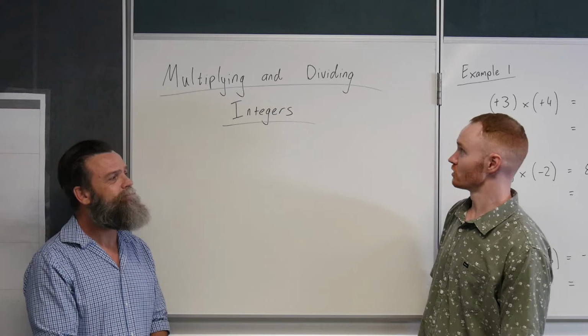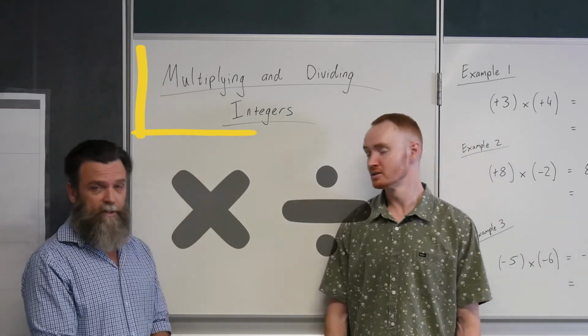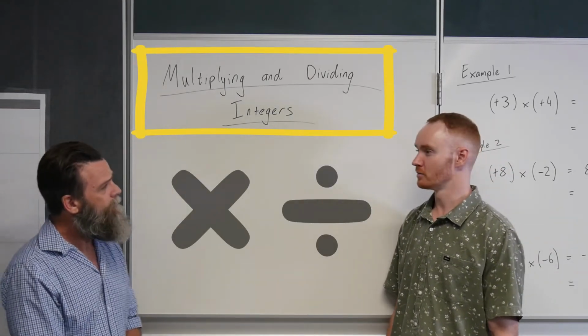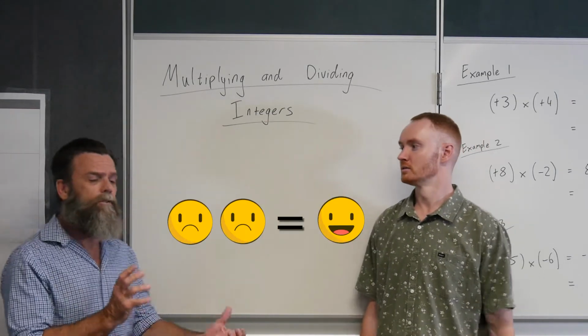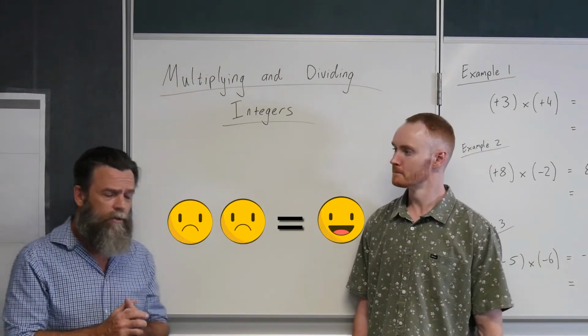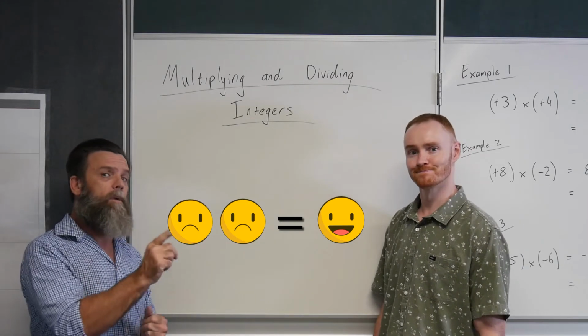So Mr. Wilkie, today we're talking about multiplying and dividing integers. Yes we are. So is that like two negatives make a positive, something like that? That's exactly right, very similar to what we've already been doing. Right. Two negatives do make a positive.